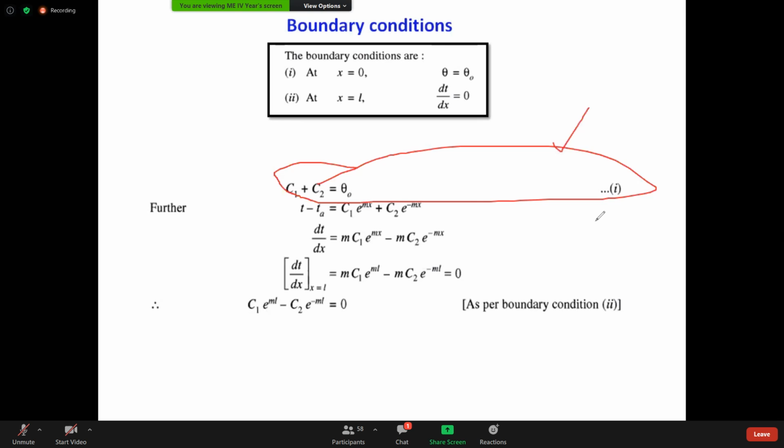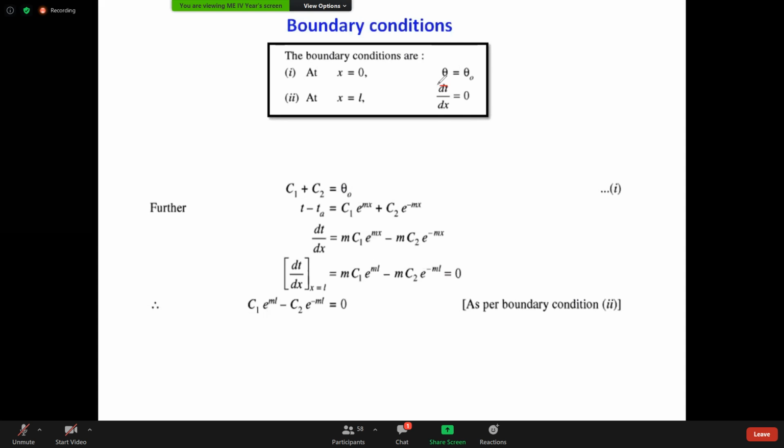Next, listen carefully, because the second case and third case are similar. In the second case, dT by dx is equal to 0. In the third case, dT by dx is not equal to 0. That's all, that is the difference. That means in place of 0, some value is there. How you will get that value, I will explain.